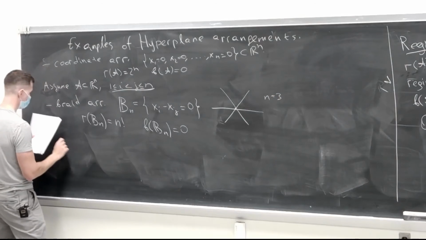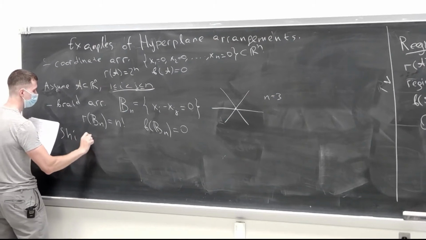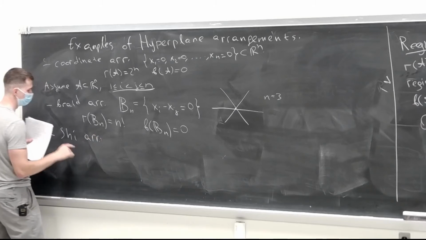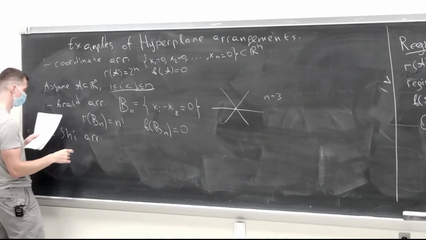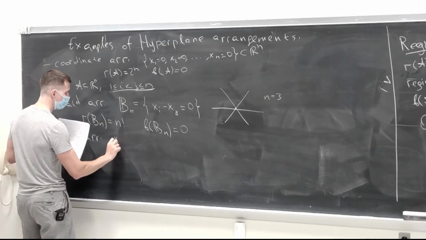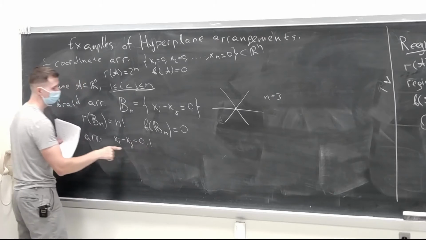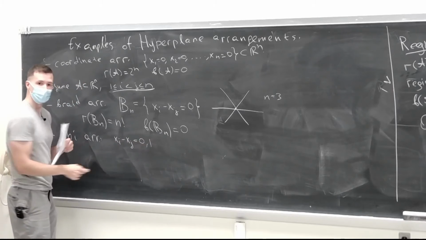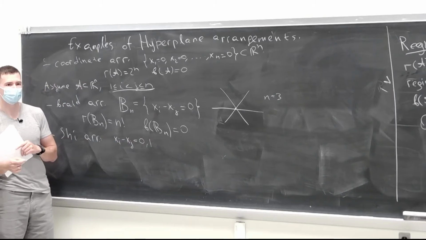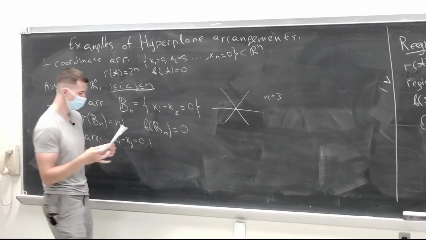All right, let's do the next one. The next one is called the Xi arrangement. Xi is the last name of a person, and it's given by xi minus xj equal to 0 or 1. So for each i and j, I have 2 hyperplanes, which may look weird and non-symmetrical. Let me draw a picture.